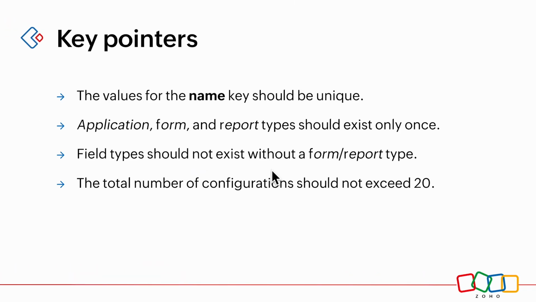You have to note the key pointers, right? Each name value must be unique, which means no two parameters can share the same name, right? And the application, form, and report types can appear only once because they are single instance types. Also, field type parameters cannot exist on their own. They must be tied to the corresponding form or report because you have to have a form to access the field from it, right? So it makes sense. You can't have a field on its own.